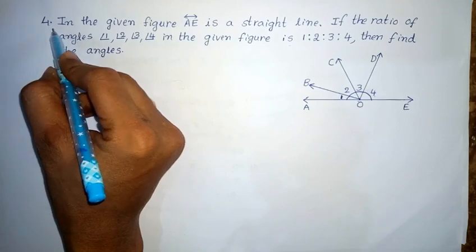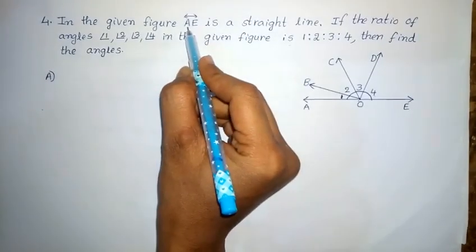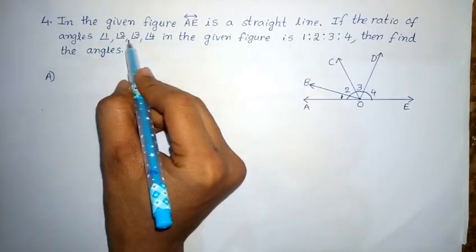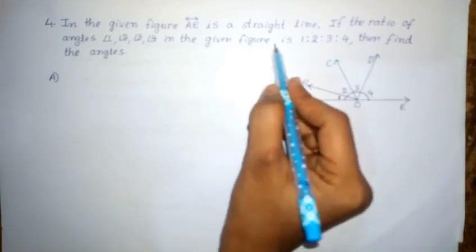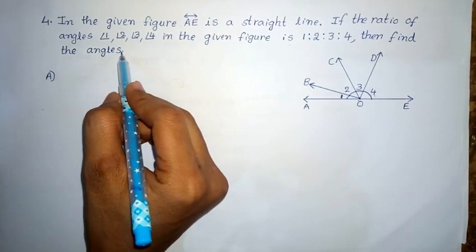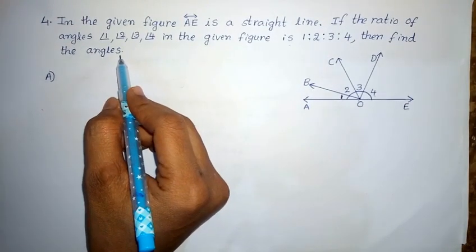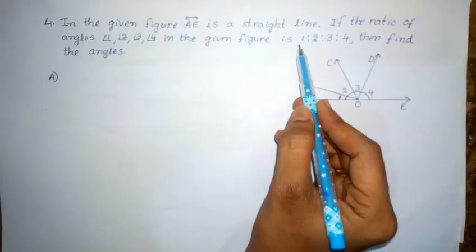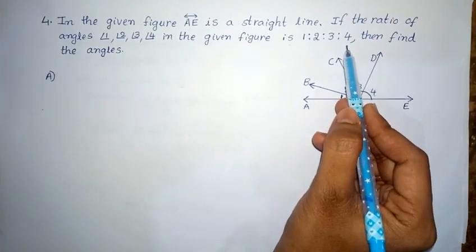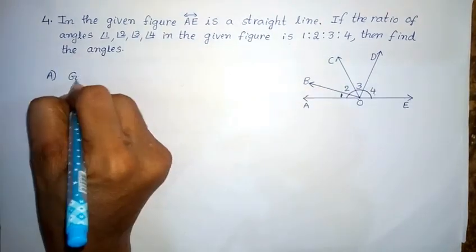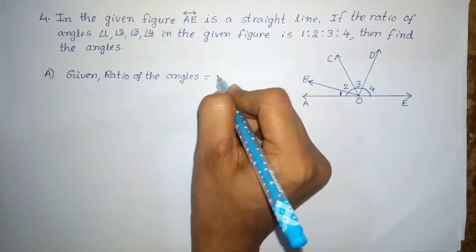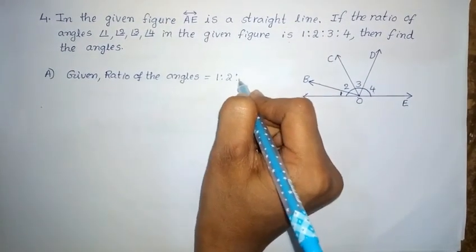Next problem, fourth one. In the given figure, line AE is a straight line. If the ratio of angles 1, 2, 3, 4 in the given figure is 1:2:3:4, then find the angles. So in the problem they are asking to find angles 1, 2, 3, 4. The given ratio is 1:2:3:4. So first write the given information. Given the ratio of the angles is 1:2:3:4.